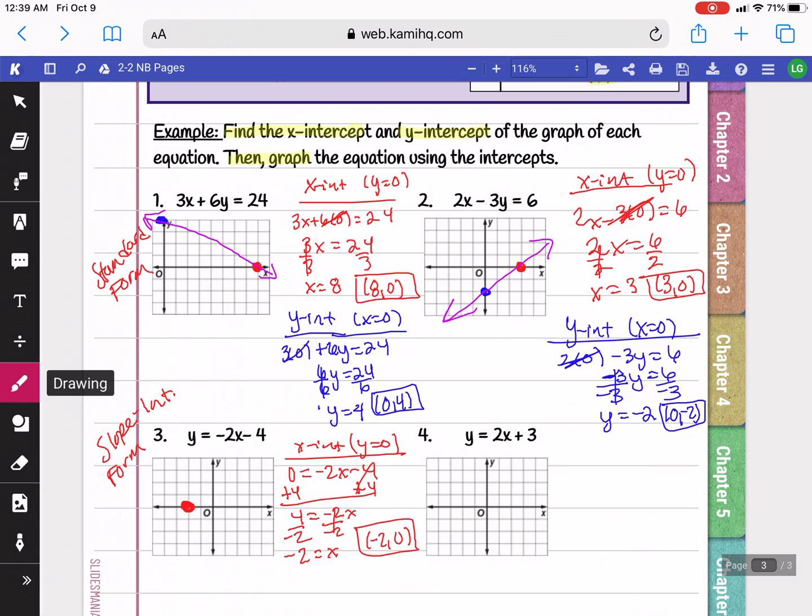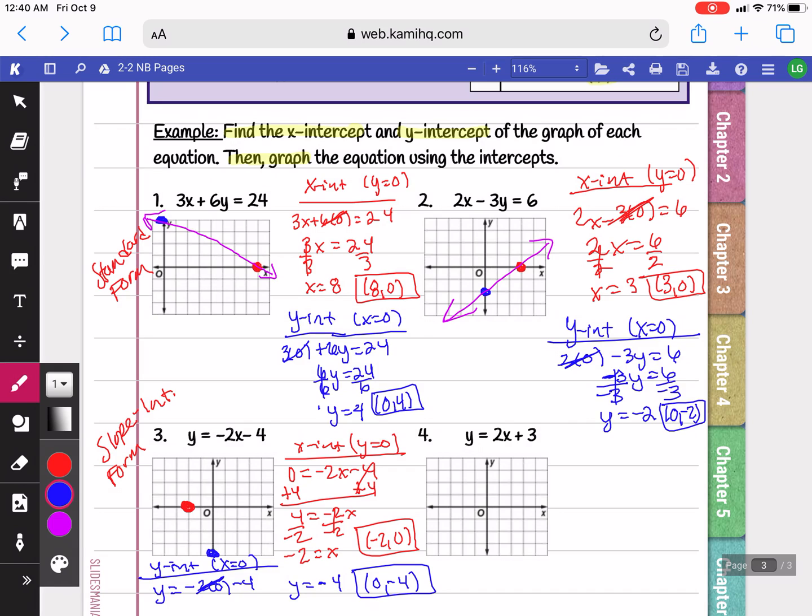Now I'm going to find my y-intercept. In other words, I'm going to plug in 0 for x. This one's easier because negative 2 times 0 is 0, so that disappears. And all that's left is y equals negative 4. If you write this as a point, it's 0, negative 4. So on your y-axis, you could put a point at -4 and then connect your 2 points to form your line.